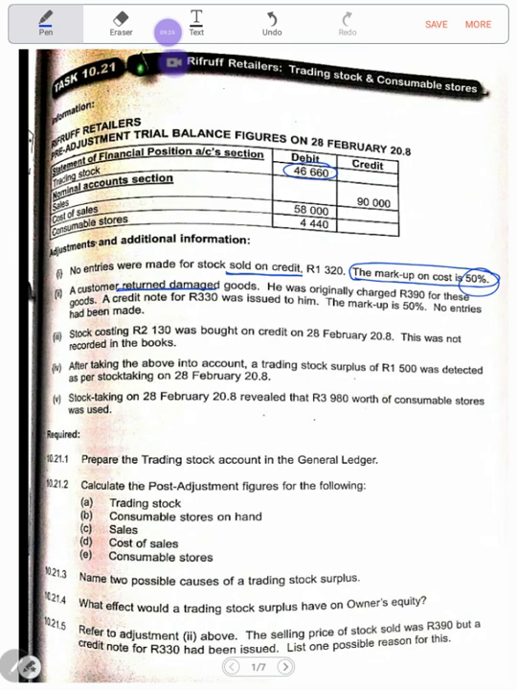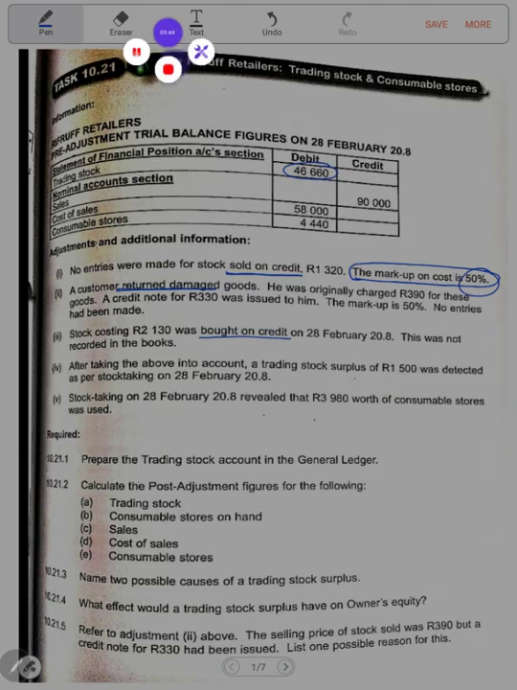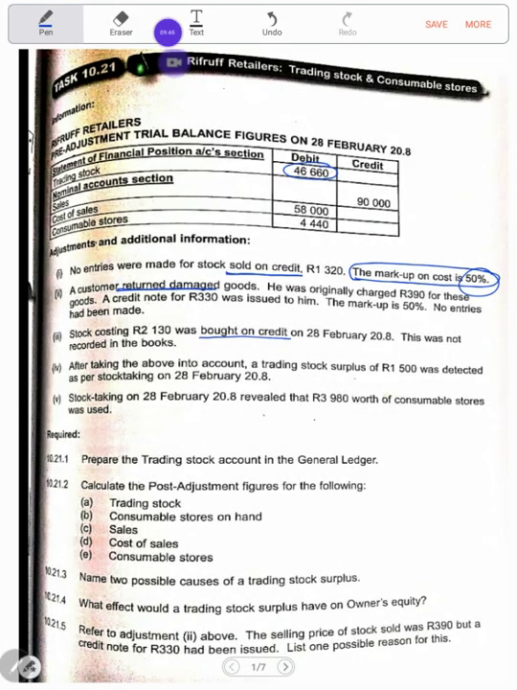Stock costing 2,130 was bought on credit. So remember, when a business purchases trading stock, that is the original cost price. And we bought it on credit, which means we have gained a creditor.